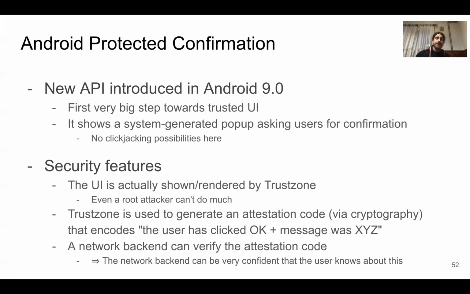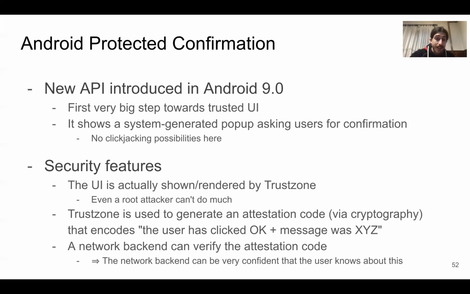One of the latest APIs on this topic is called Android Protected Confirmation, and it's one of the big first steps towards a really trusted UI. It shows a system-generated pop-up asking for user confirmation. Whenever there is a very sensitive question you need to ask the user, instead of just asking, which is vulnerable to clickjacking, you would go with Android Protected Confirmation. The system shows a pop-up that doesn't come from the app, so there is no potential for clickjacking there.